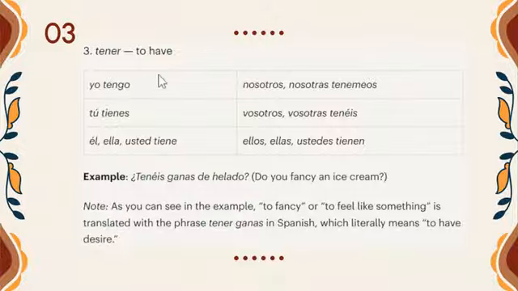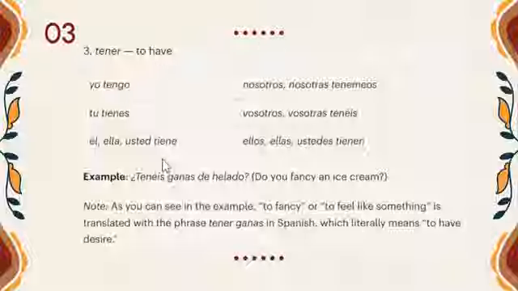Tener is to have, right? Yo tengo, it's once again irregular. Spanish loves to make their most common verbs irregular. This one they use vosotros, which I don't really like, but do you fancy an ice cream? Now, one thing you have to know is that tener is only to physically have, right? A lot of times people get confused there because in English we say, oh, I had fun. Do not use tener in that instance. That's a different verb that you're going to use in that instance.